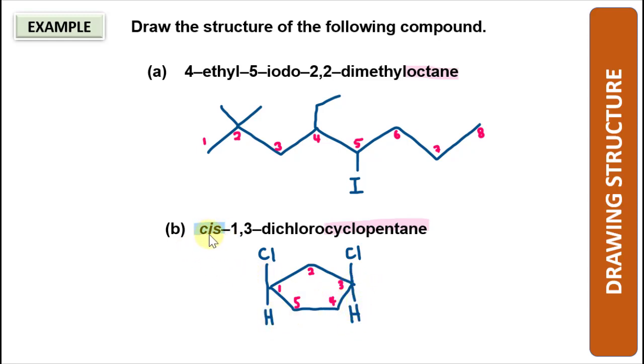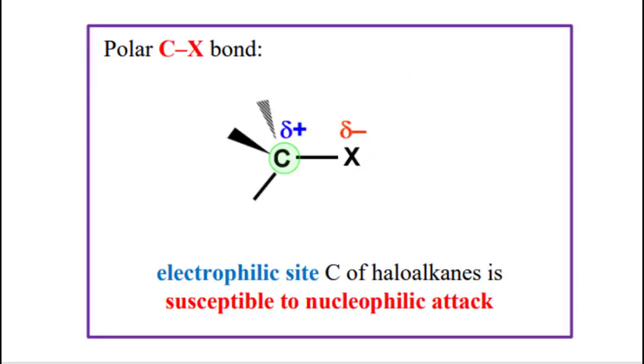So since it is a cis isomer, both sides must have at least one same atom. With respect to electronegativity, halogens are more electronegative than carbons. This results in a halogen-carbon bond that is polarized. As shown in this diagram, the carbon atom has a partial positive charge while the halogen has a partial negative charge. This makes the electrophilic carbon of haloalkanes susceptible to nucleophilic attack.